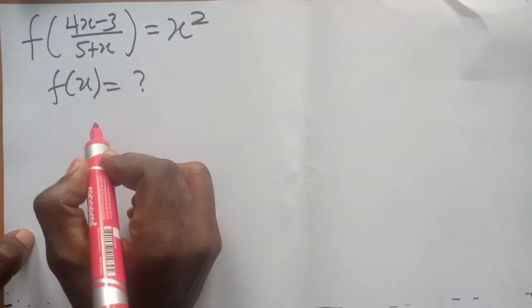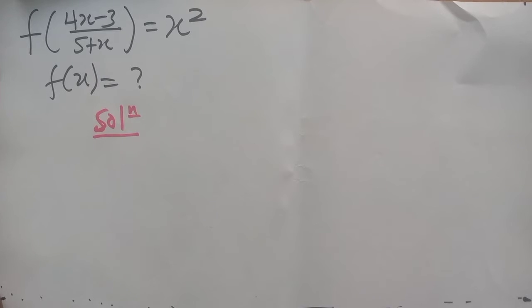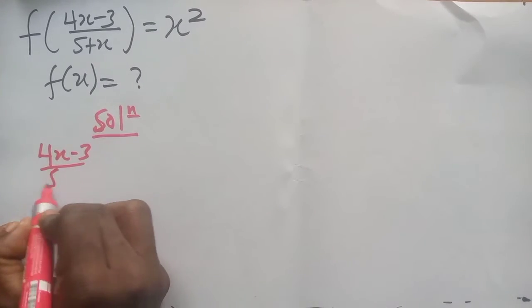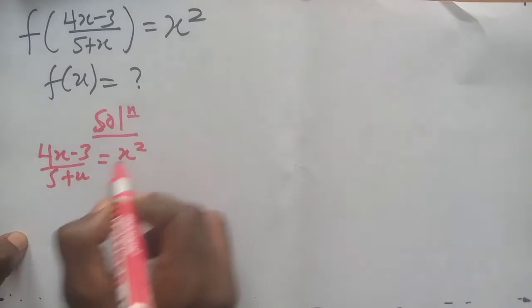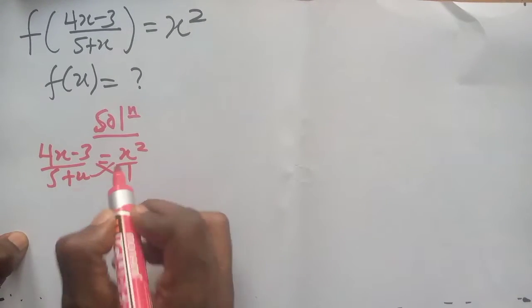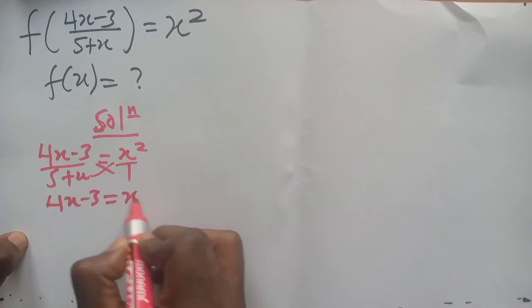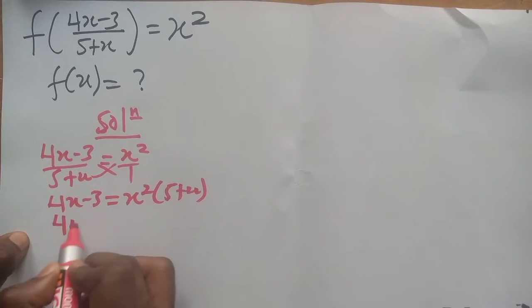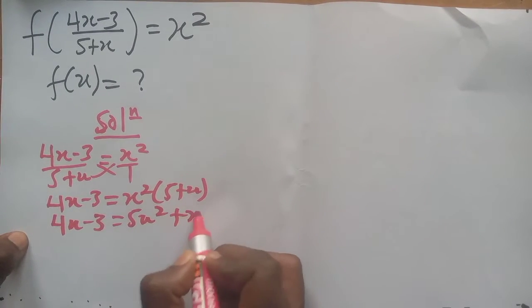First of all, one mistake in solving this question is equating what is on the left hand side to that of the right hand side. So you have 4x minus 3 divided by 5 plus x being equal to x squared, and then you just cross multiply because it's over 1. So cross multiplying, you have 4x minus 3 being equal to x squared times 5 plus x, and then doing further simplification we have 5x squared plus x cubed.